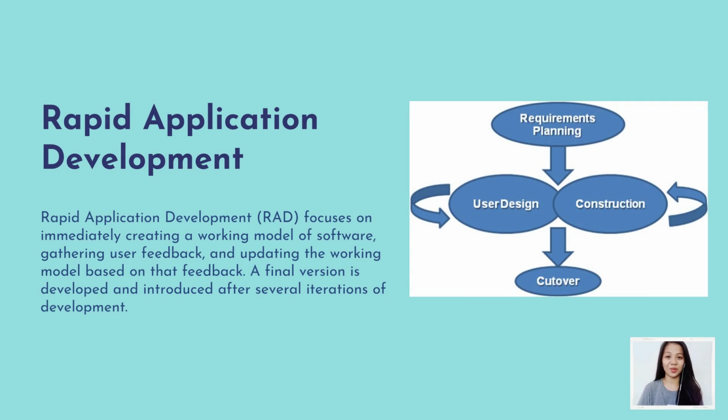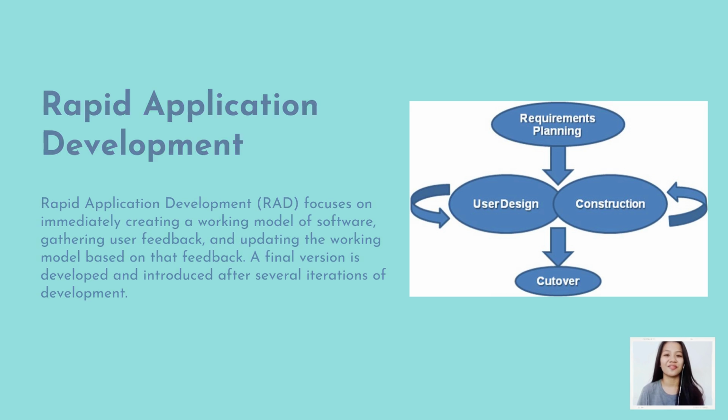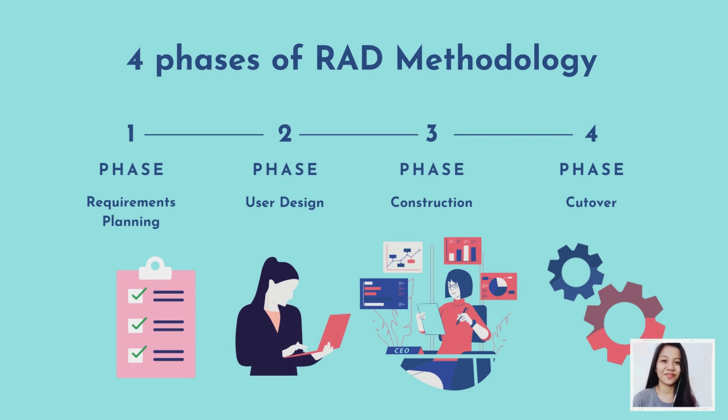Rapid application development, or the RAD methodology, focuses on immediately creating a working model of software, gathering user feedback, and using the feedback on updating the working model. A final version is then developed and introduced after several iterations of development. There are 4 phases of the RAD methodology, namely requirements planning, user design, construction, and cutover.